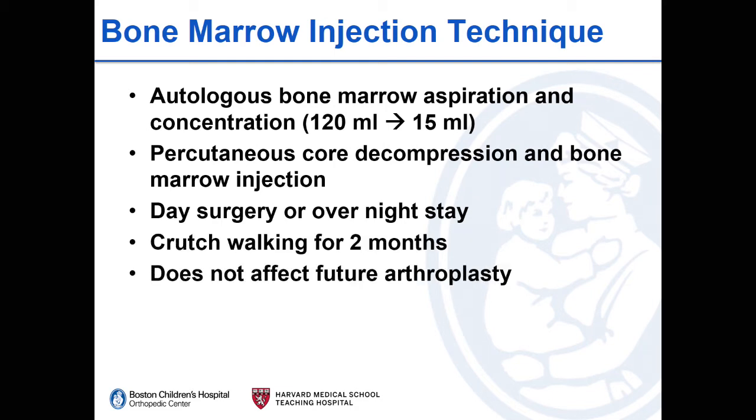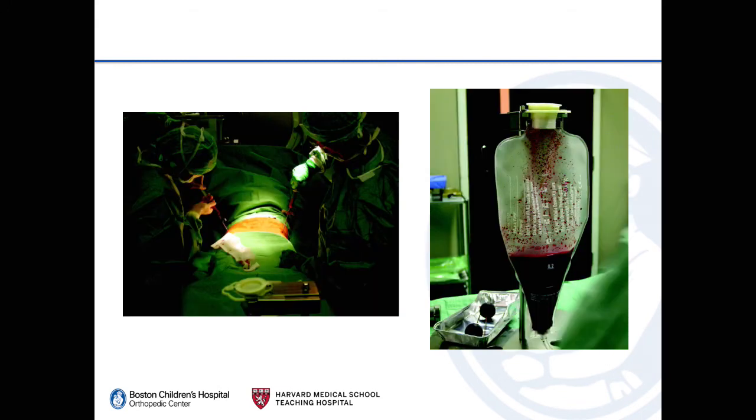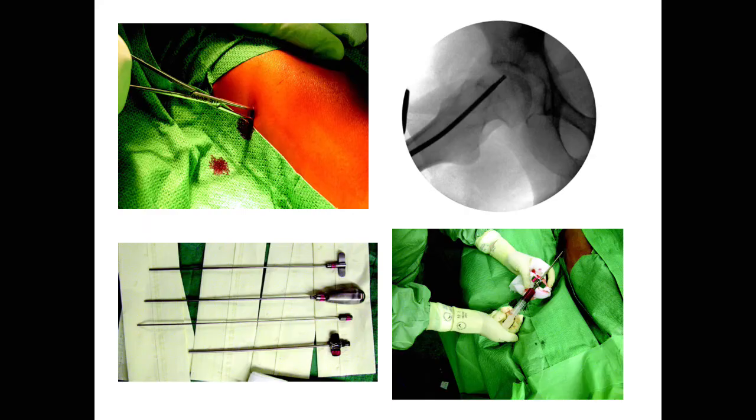So this is just a diagram or a photo showing you that sometimes we usually use one single iliac crest. Sometimes you may have to use two. The critical thing is that you have to get a sufficient amount of cells delivered into the femoral head for this to be effective. And then intra-op, it is filtered or centrifuged to a smaller volume for injection. Most of us do a small percutaneous core decompression, and then through one of the cores, the bone marrow is injected.